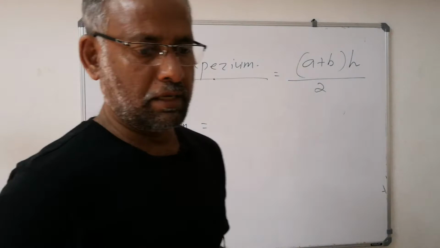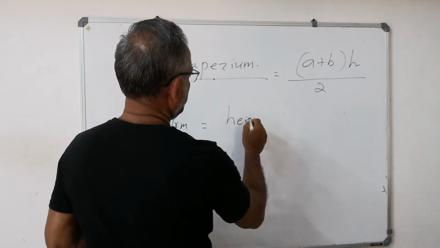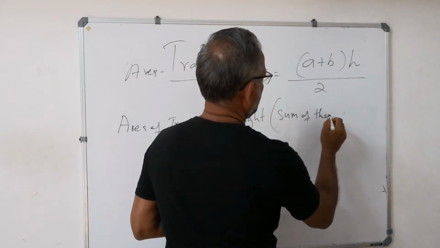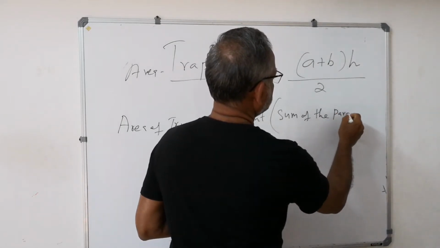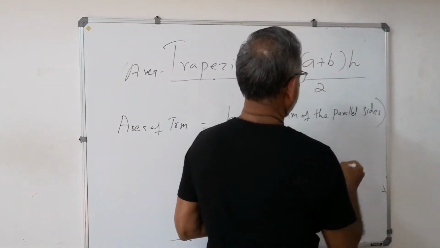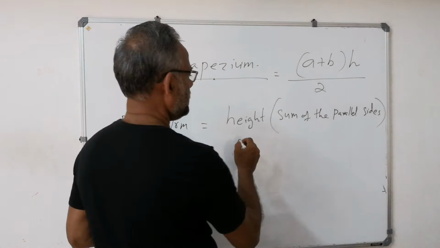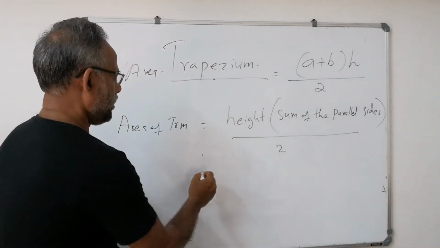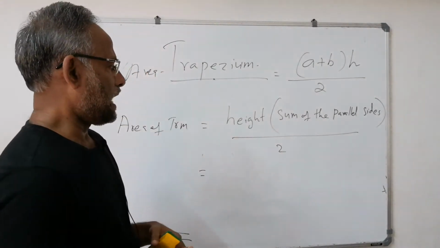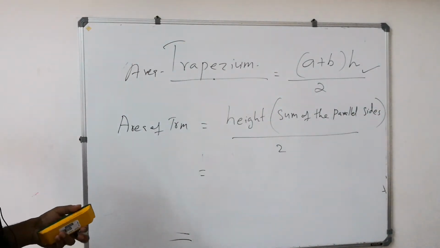That means height into, all of you please write, height into sum of the parallel sides, height into sum of the parallel sides divided by 2. Exactly the same. Or half into height into sum of the parallel sides. I wrote here, you can see here, A plus B into H.